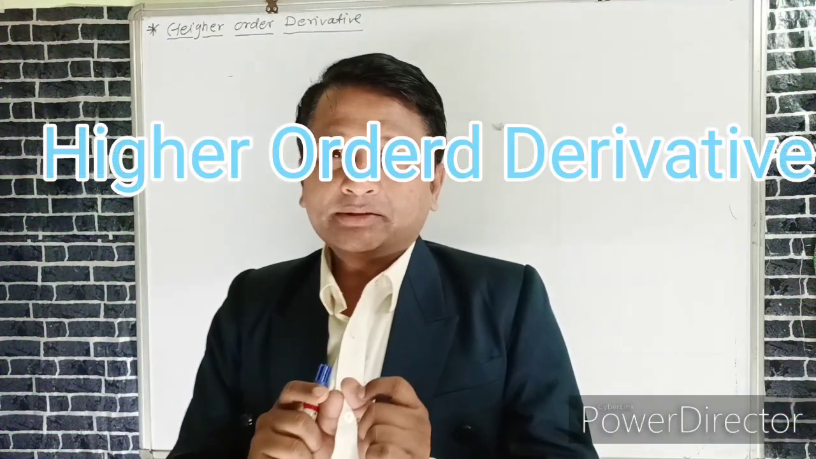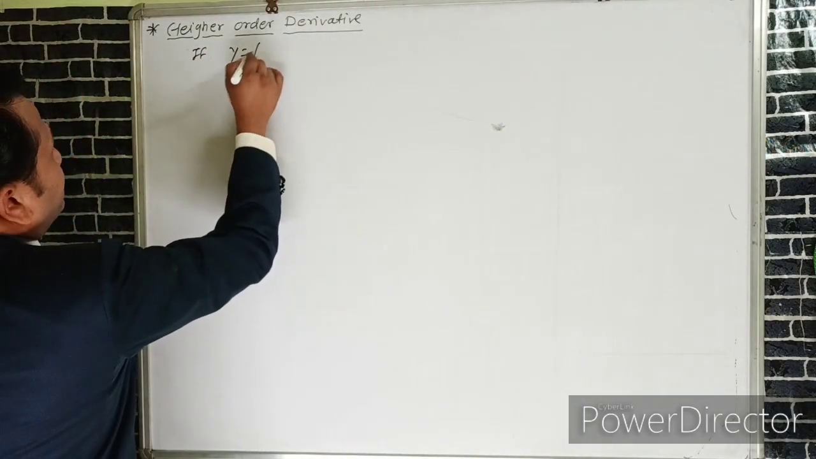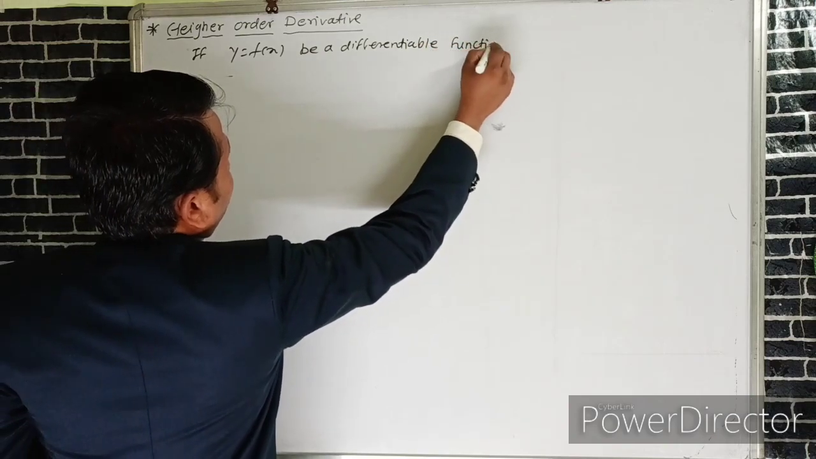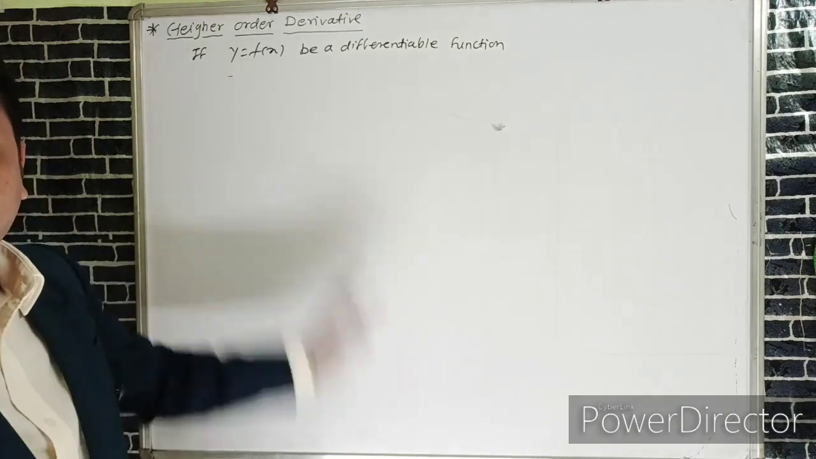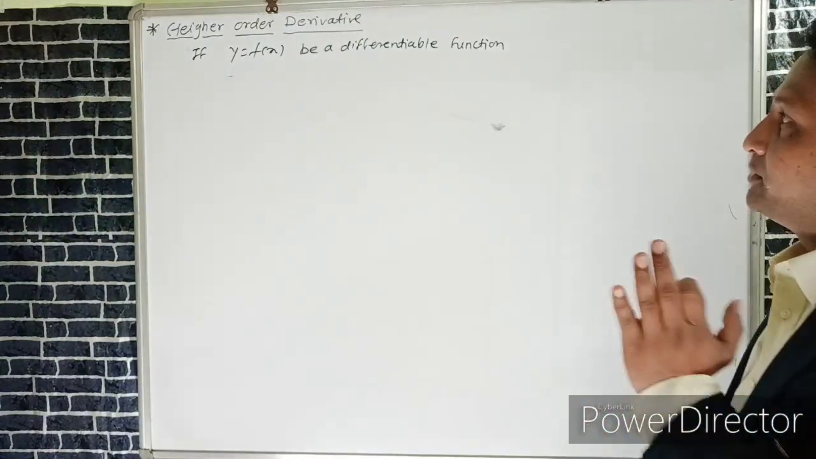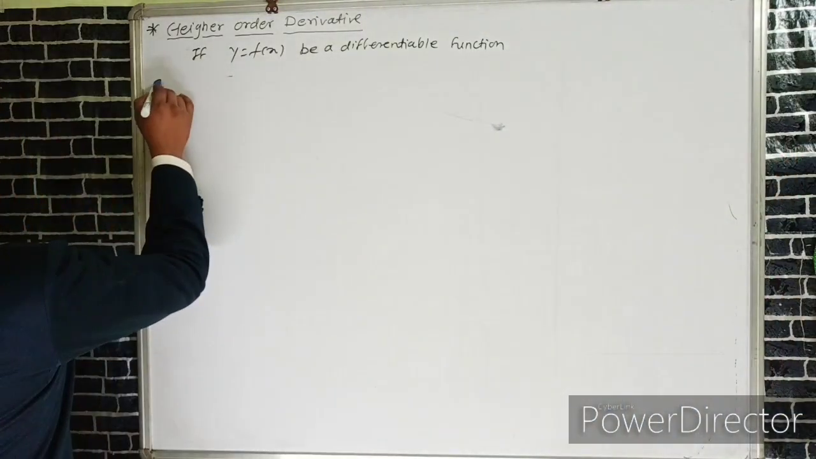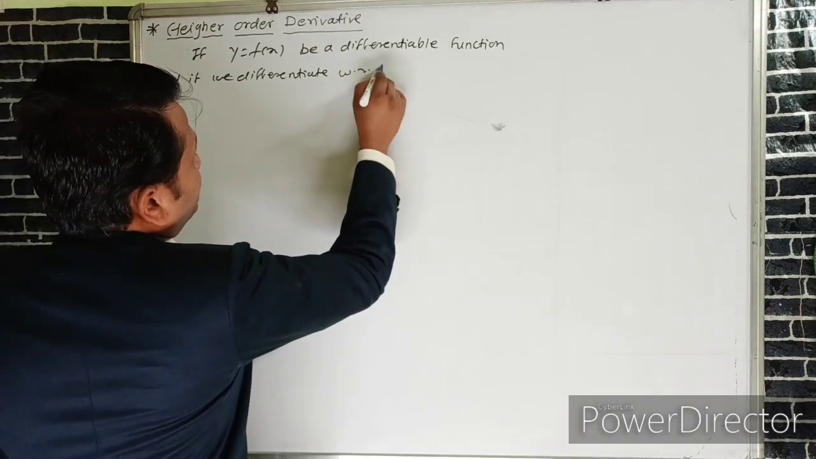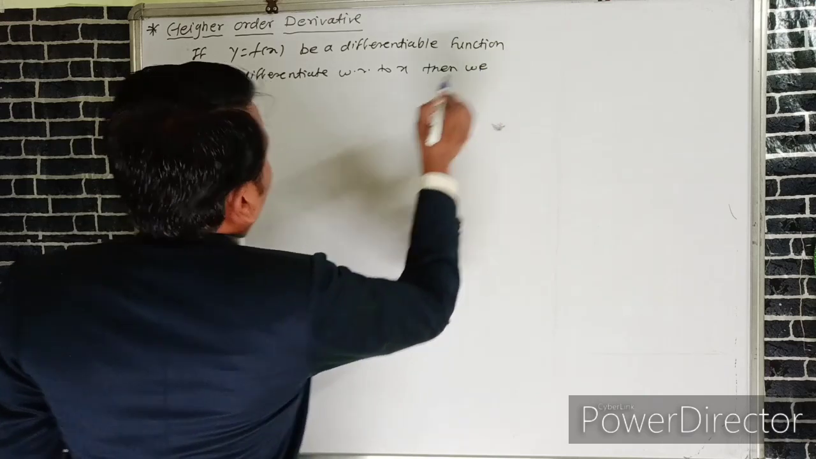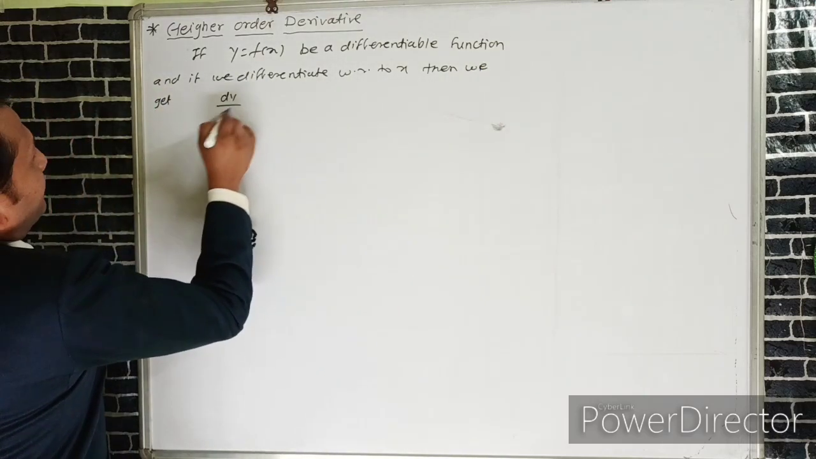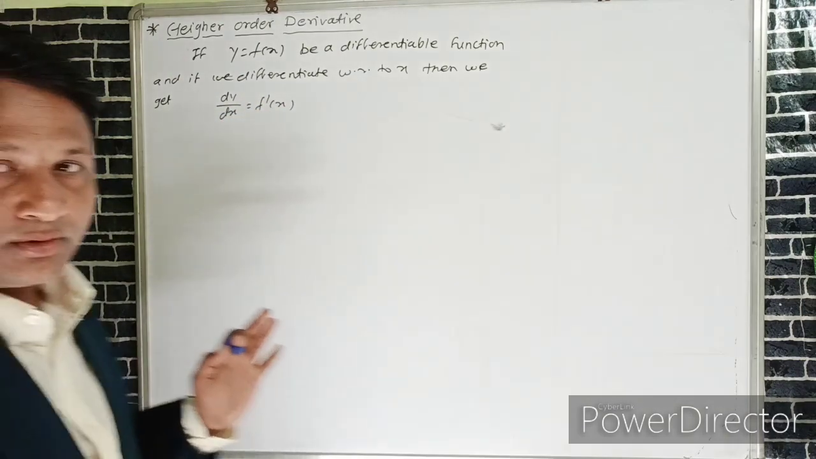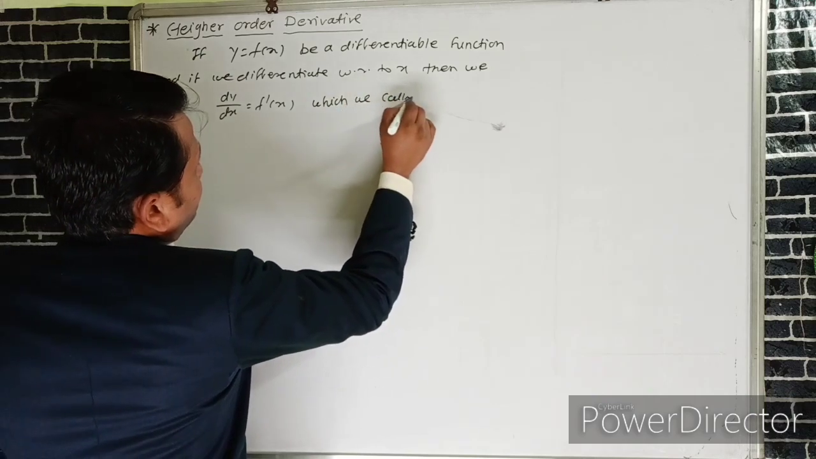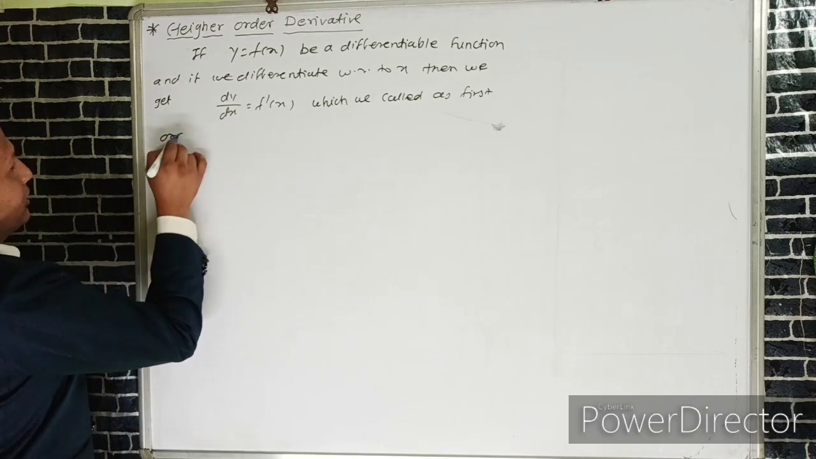Higher order derivative means, if the given function y is equal to f of x be a differentiable function, and if we differentiate with respect to x, then we get dy upon dx is equal to f dash of x, which we call the first order derivative.